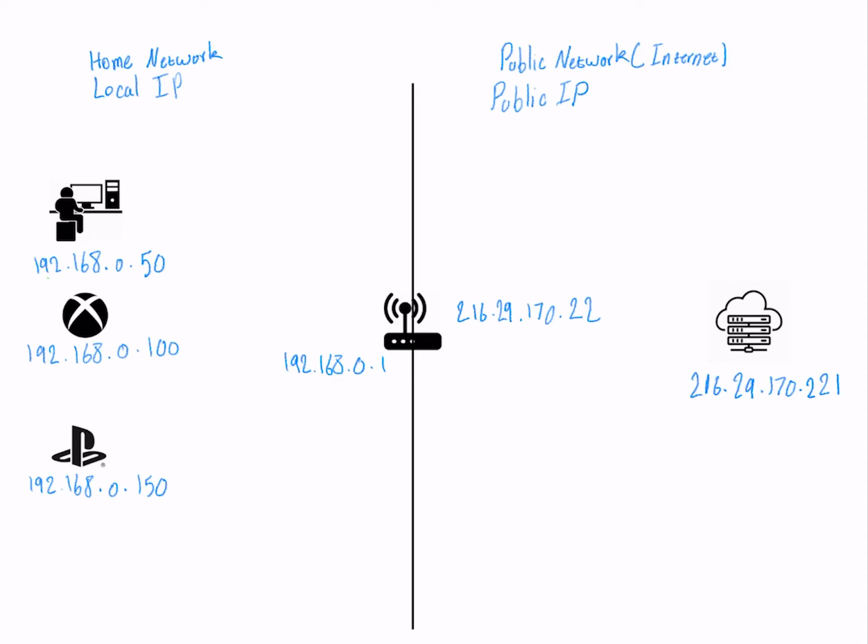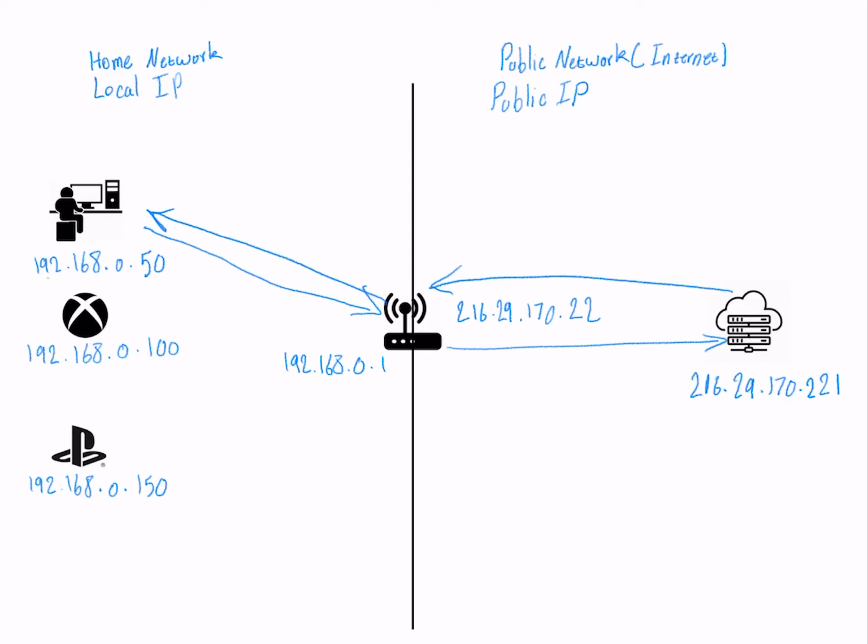NAT stands for Network Address Translation, and it's used by our home routers to translate our local IP to our public IP. If I go to my computer and open any application that needs to talk to the internet, or if I go to my browser to open a web page, this connection comes from my computer, goes to my router, and from my router goes to the server, and the response comes back from that server to my router on the same port number and goes back to my computer.